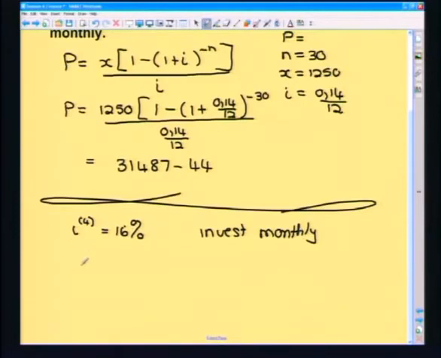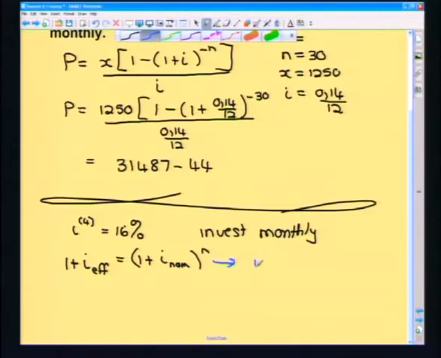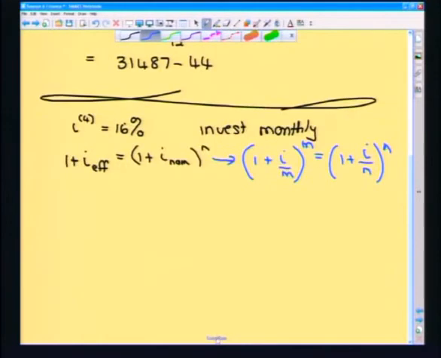So what I'm going to do is use a similar formula to what we used when we were doing I effective. The I effective looked like this: 1 plus I nominal to the n. So all we're going to do is adjust this formula to look like this. We're going to say 1 plus I over m to the m equals 1 plus I over n to the n. Because what we're doing here is converting from a quarterly to a monthly interest rate.